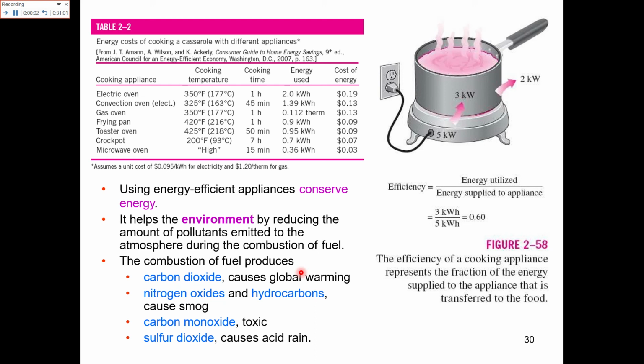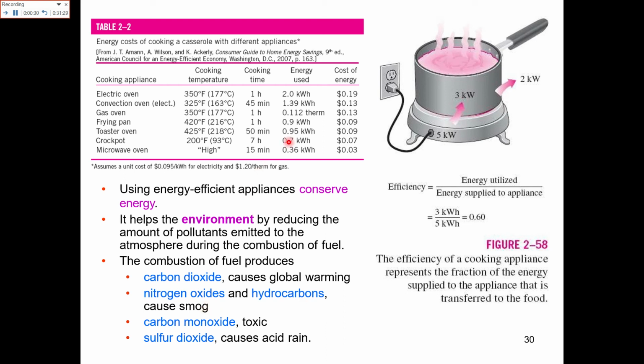Using energy efficient appliances, we can conserve energy. It helps the environment by reducing the amount of pollutants emitted to the atmosphere during the combustion of fuel. The combustion of a fuel produces carbon dioxide, which causes global warming, as well as nitrogen oxides and hydrocarbons. These are all harmful for the environment.